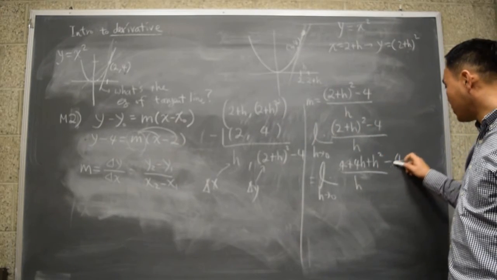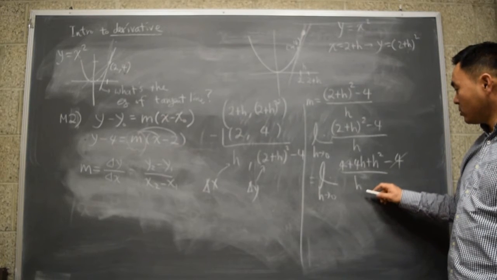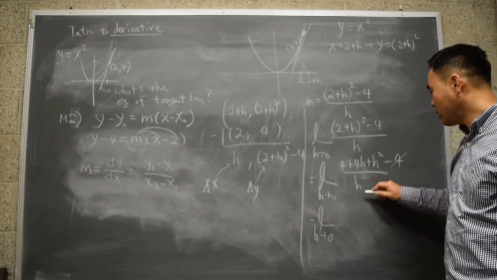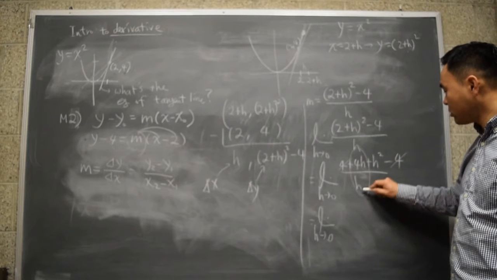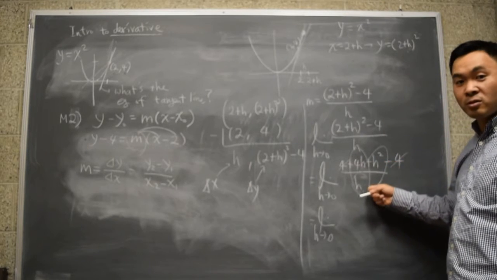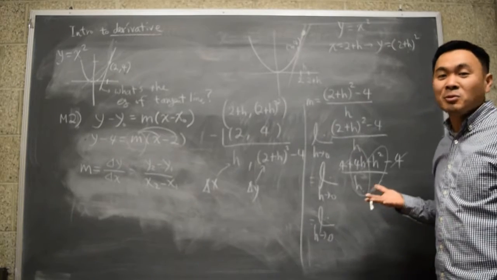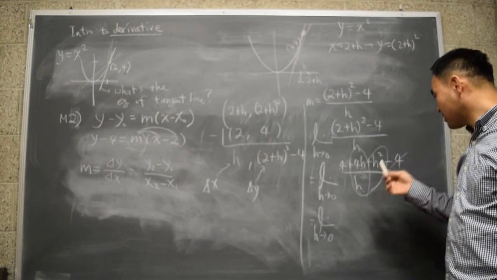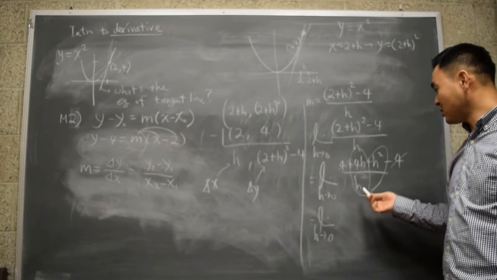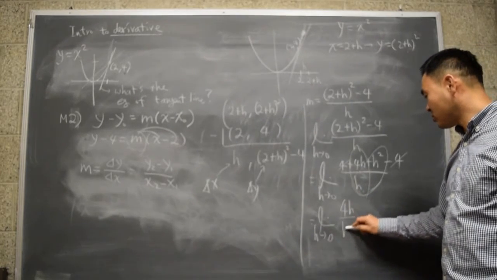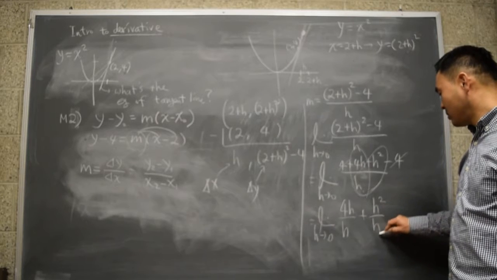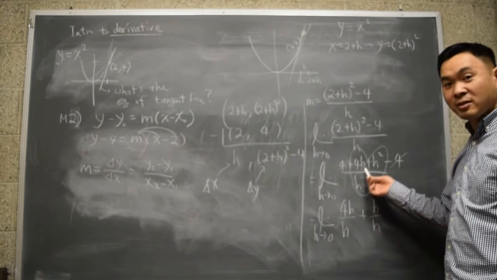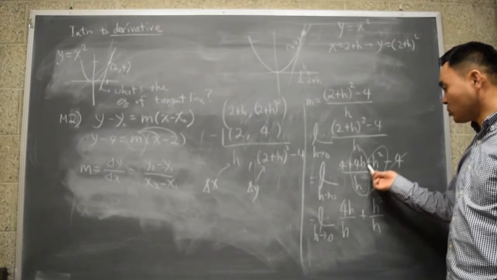Okay, 4 cancels, and now you can split this fraction into 2, right? You can write this as limit h going to 0 of 4h over h plus h squared over h. Some people call this share the love, but it's like a heart shape, right? But it's just a simple fact that if you have two fractions with common denominator, then you can combine them, and if you combine them, you'll get that, right? And therefore, since this is equal to that, that should equal to this.